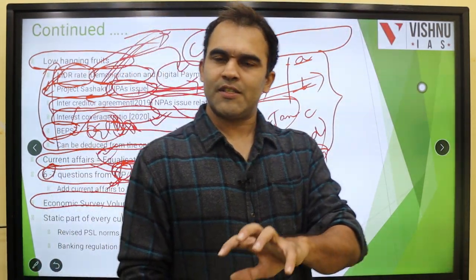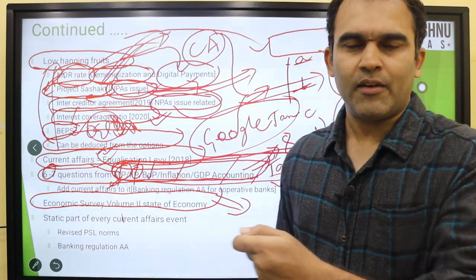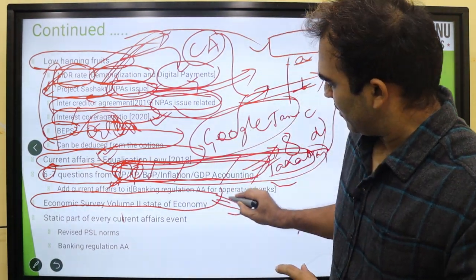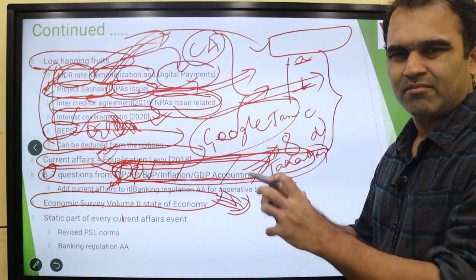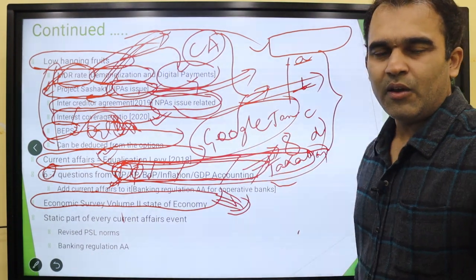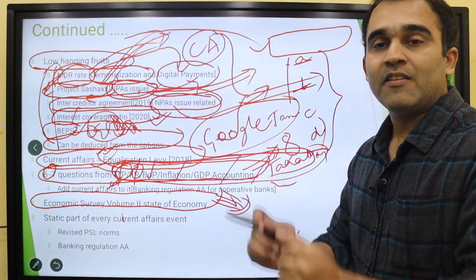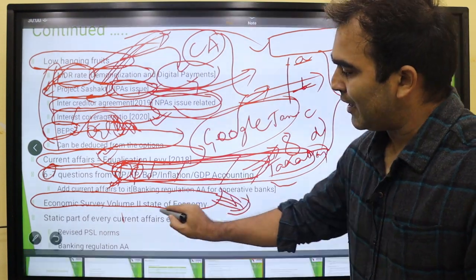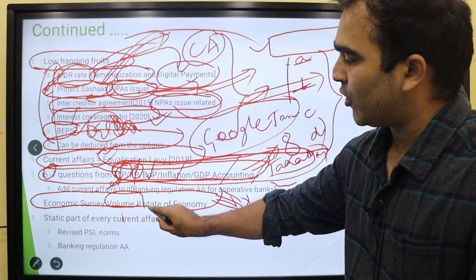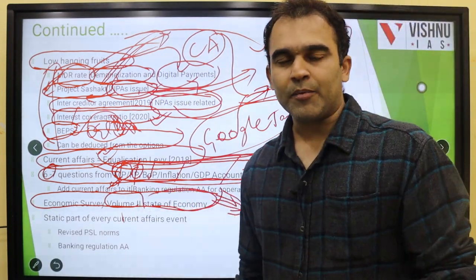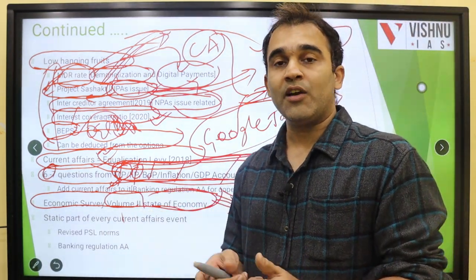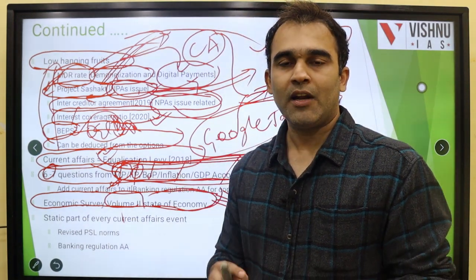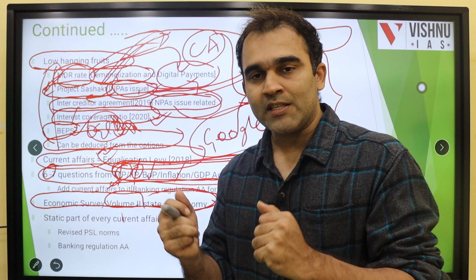You can pick the abridged version, any concised version of the economic survey, and you can go through volume 2, not volume 1, the state of the economy. When you read those 10 chapters, it will give you a lot of content for your essay as well as for your mains. It will introduce you to the latest trends.